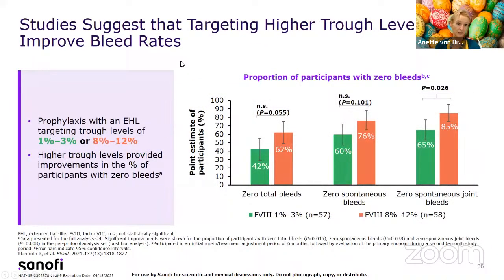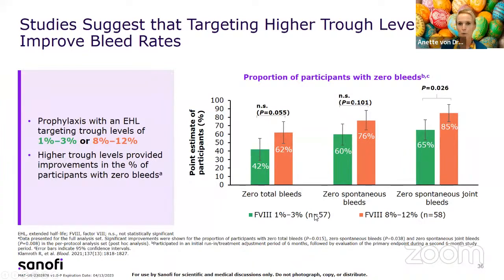So studies suggest that targeting higher trough levels may really improve bleed rates, and this was a prospective study following patients using not a standard half-life, but an extended half-life preparation, and they split patients into two groups, PK guided. One group was targeted to have trough levels of 1 to 3%, here in green, and the other group of 8 to 12% here in orange.